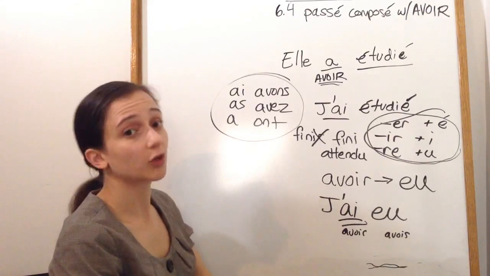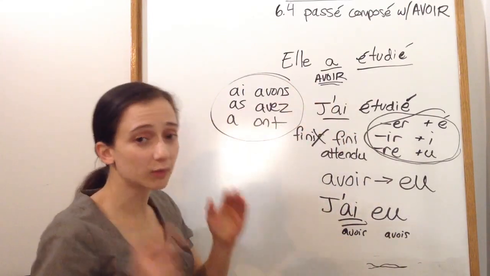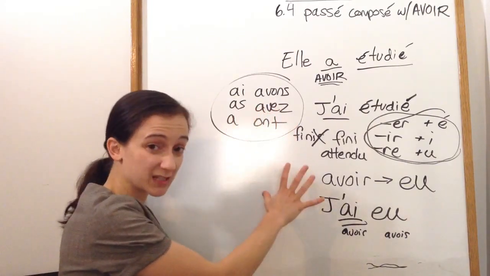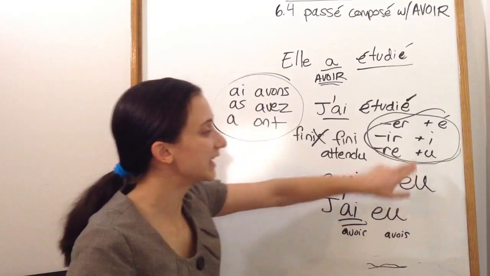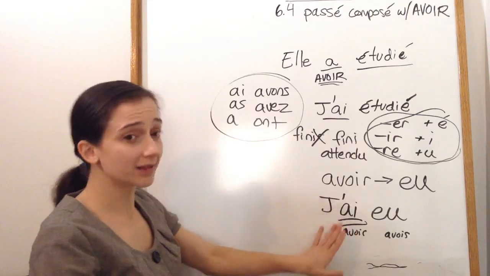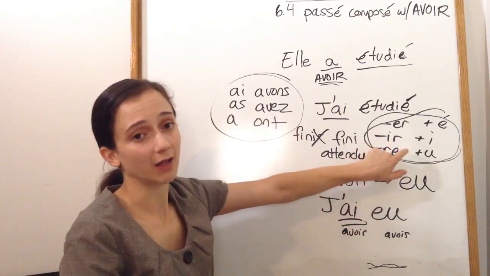Next section, we're going to learn about the passé composé, but we need to use être, and that's with only a few verbs. So this one, you need to memorize avoir, you need to memorize this rule, and you need to memorize a relatively short list of irregular past participles that do not follow this rule.